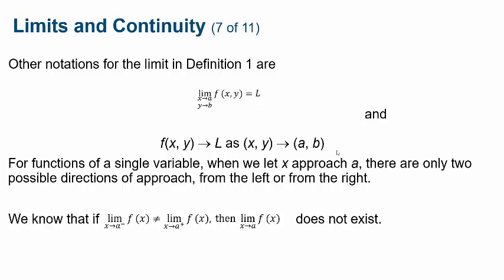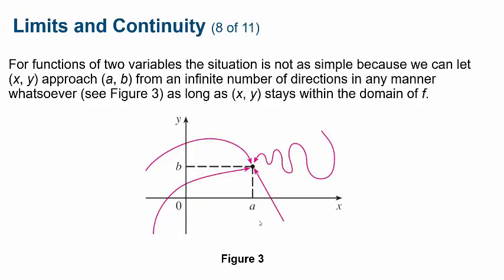For functions of a single variable, we let x approach a. There are only 2 possible directions to approach, left and right. So when you're looking at functions of a single variable, for the limit to exist, the one-sided limits have to agree. When the one-sided limits for a function of a single variable are not equal, we say the limit does not exist. For functions of two variables, though, this situation is not as simple, because we can let x and y approach a and b from an infinite number of directions. You can come from this way, this way, this way. It's really hard.